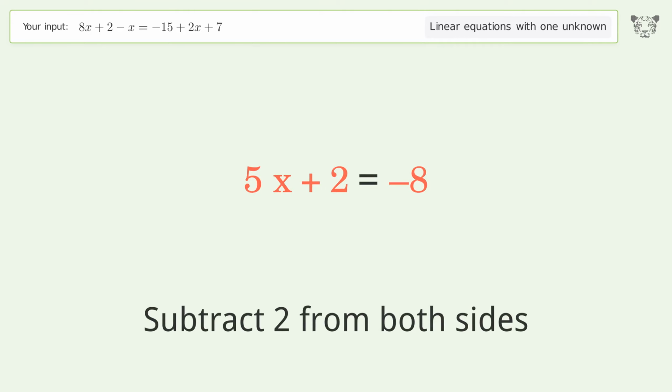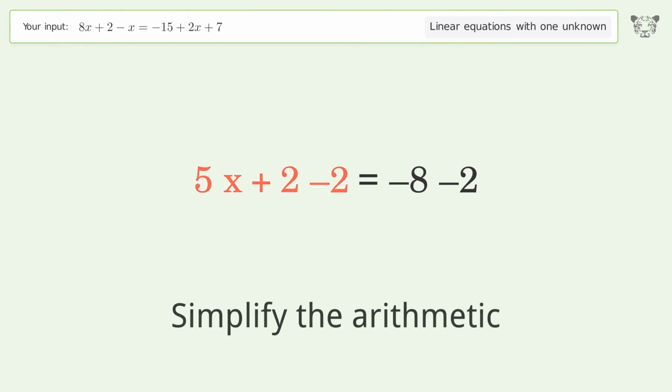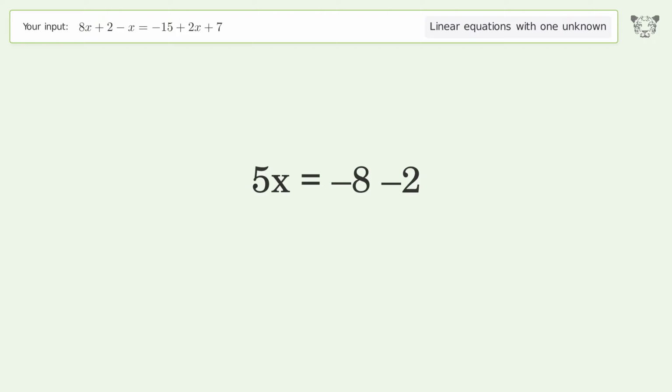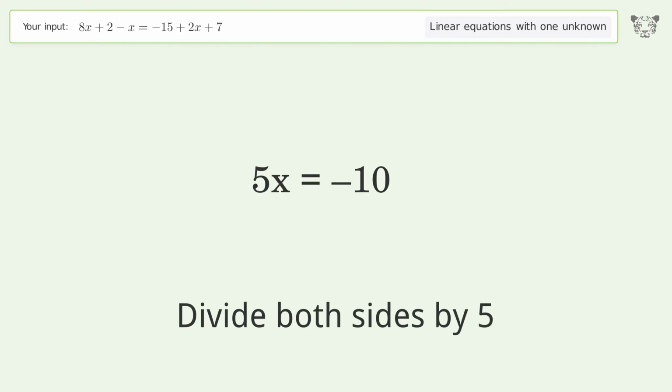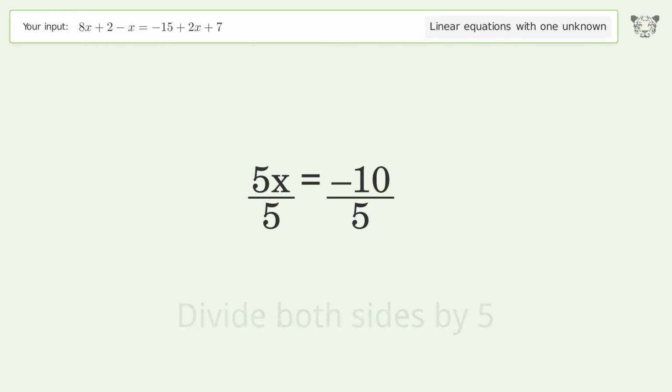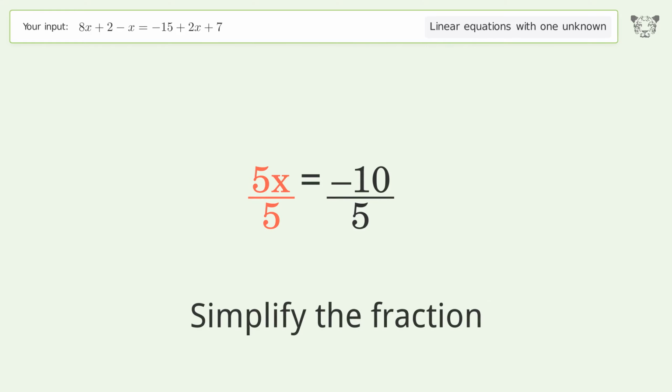Subtract 2 from both sides. Simplify the arithmetic. Isolate the x. Divide both sides by 5. Simplify the fraction.